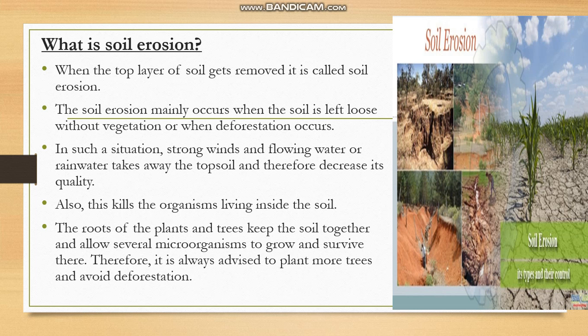The roots of plants and trees keep the soil together and allow several microorganisms to grow and survive there. Therefore it is advised to plant more trees and avoid deforestation. The removal of the top layer of soil is called erosion. Erosion of soil is more severe in areas of little or no surface vegetation, such as desert or badlands. So cutting of trees and deforestation should be prevented and efforts should be made to increase the green areas.